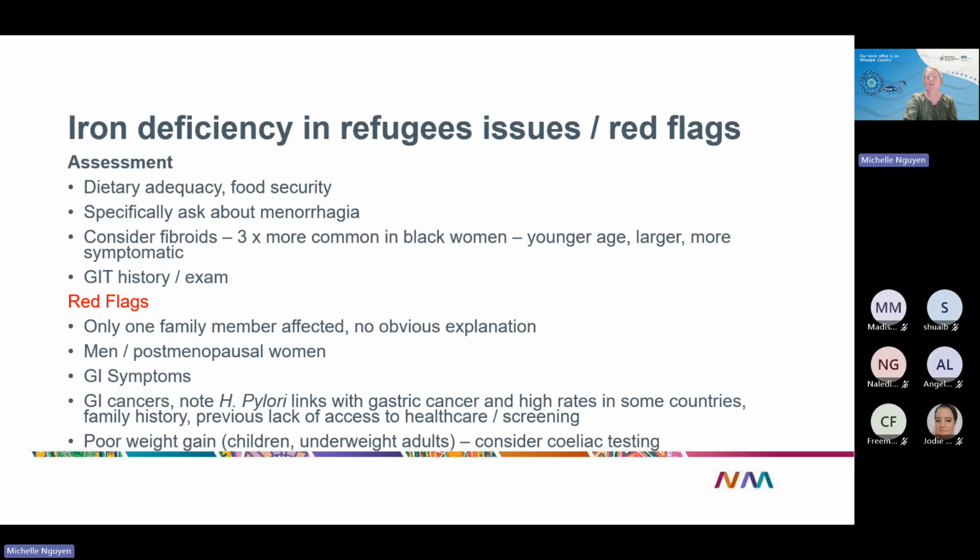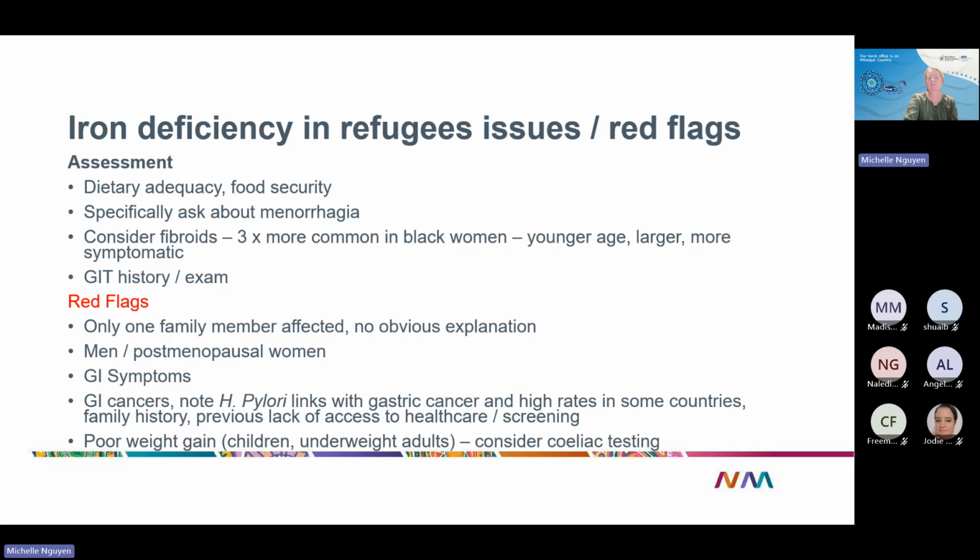And with GI cancers, just note that H. pylori, which is a common infection in refugees, has links with gastric cancer, and the rates are high, especially in people from some countries. For example, Iran seems to have very high rates of H. pylori infection and gastric cancer. And people may have a family history.